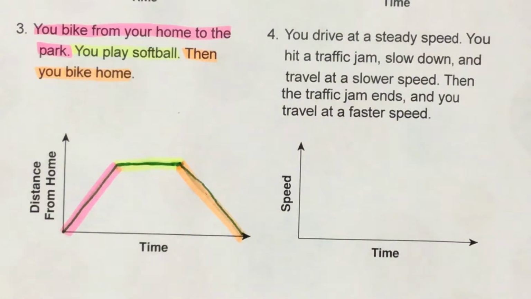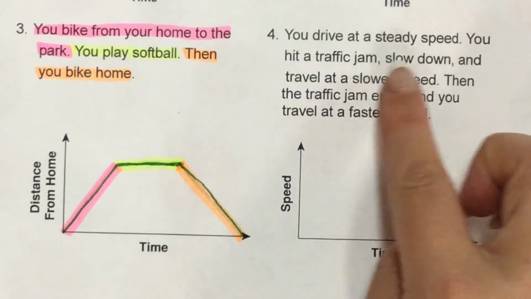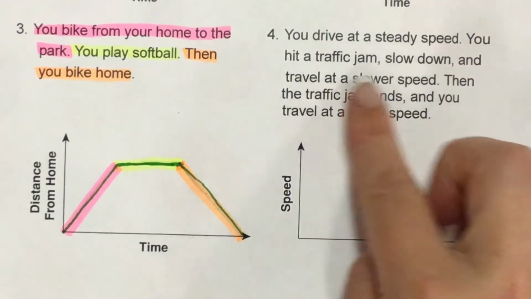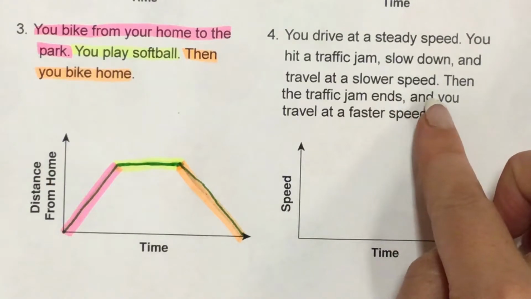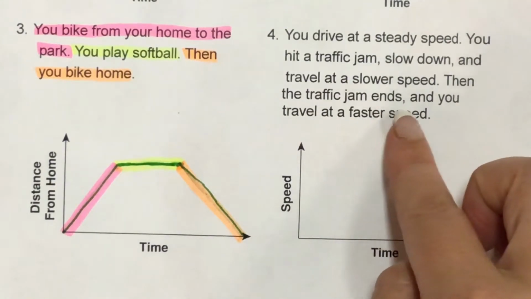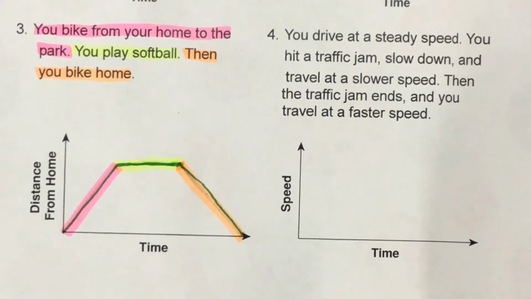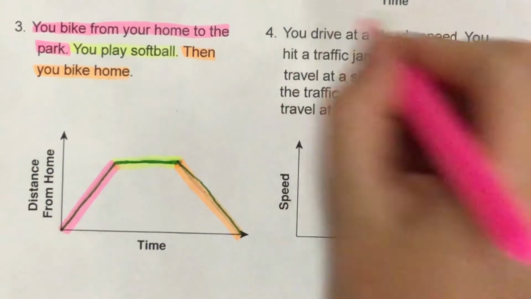Okay, great. On to problem number 4. It says, you drive at a steady speed, you hit a traffic jam, slow down, and travel at a slower speed. Then the traffic jam ends and you travel at a faster speed. Okay, so there's a lot going on here. You drive at a steady speed. Okay, so that would be the first part.